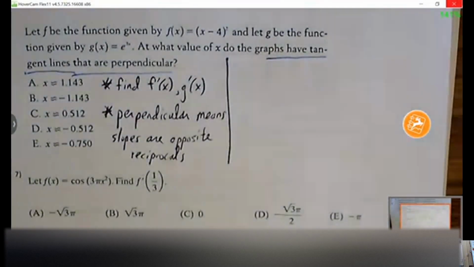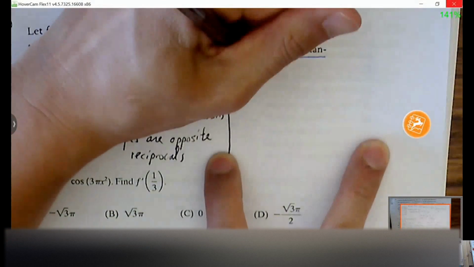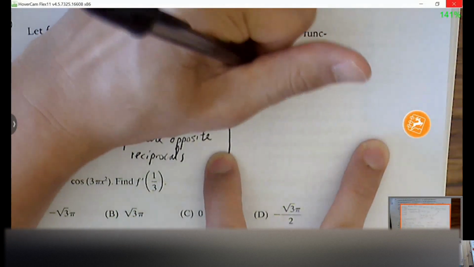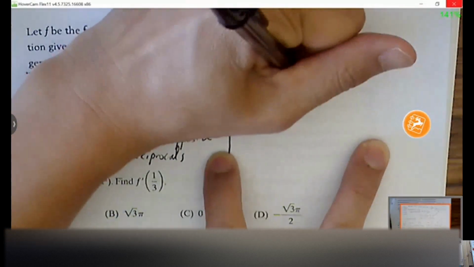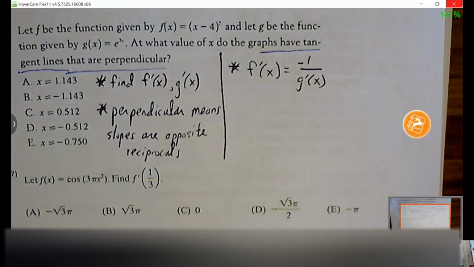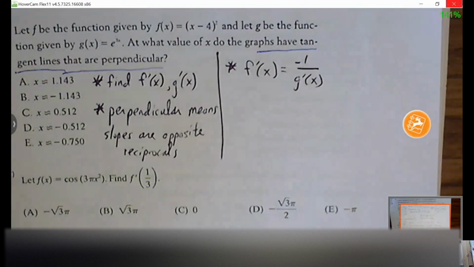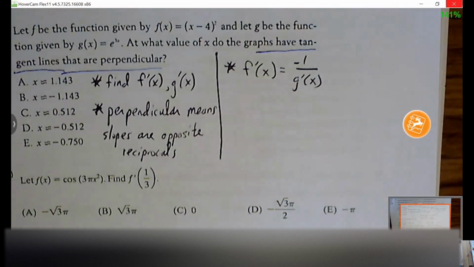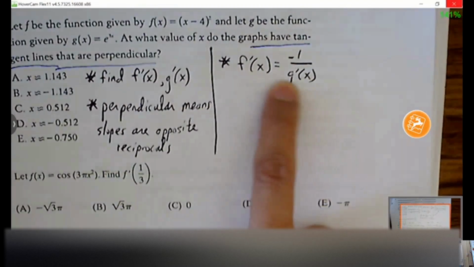Okay. So instead of setting f prime equal to g prime, like you said, we're going to set f prime equal to negative 1 over g prime. And once we get that settled, then we can do whatever algebraic steps we need to do to solve for x, and we may need our calculator to actually find that approximation for us. But first things first, we have to find f prime and g prime before we can arrive at this point.